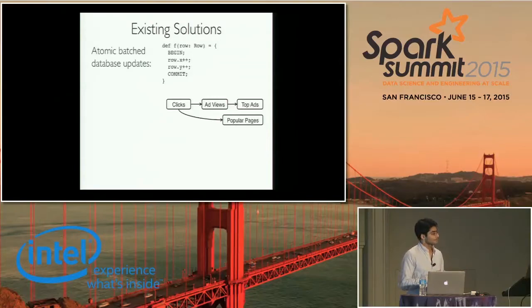And also, moreover, it's inefficient to support these long-lived snapshots in traditional databases. So for example, Postgres can do multi-version concurrency control, which supports this, but it's not efficient.